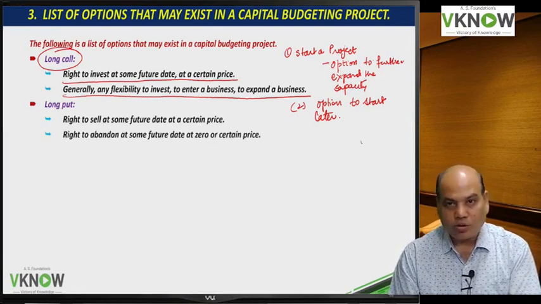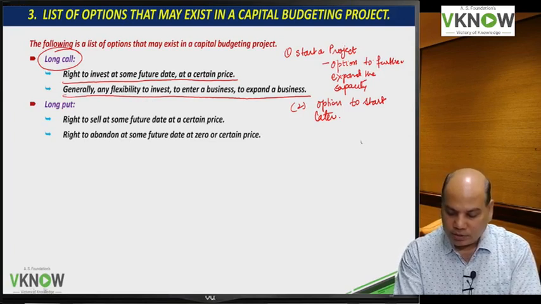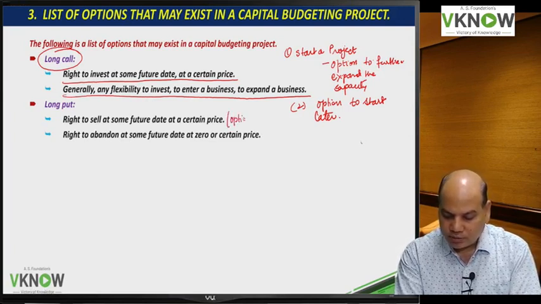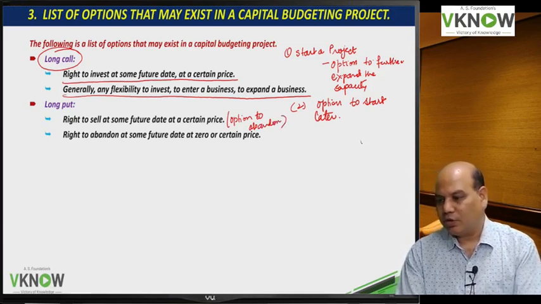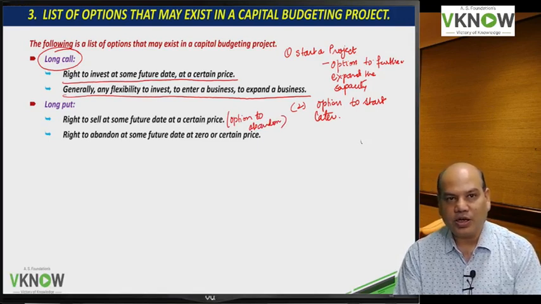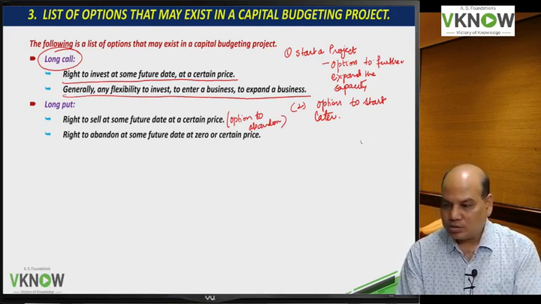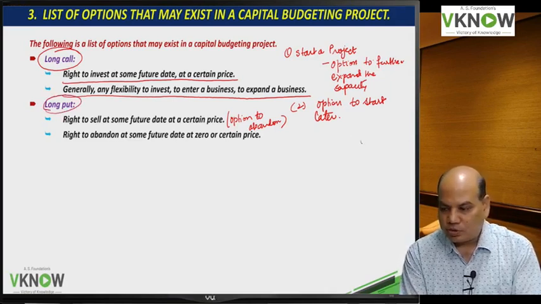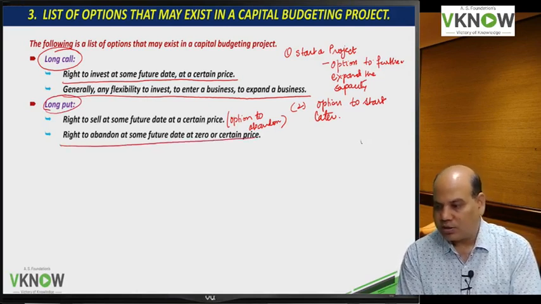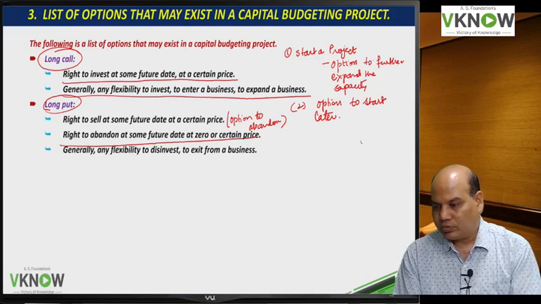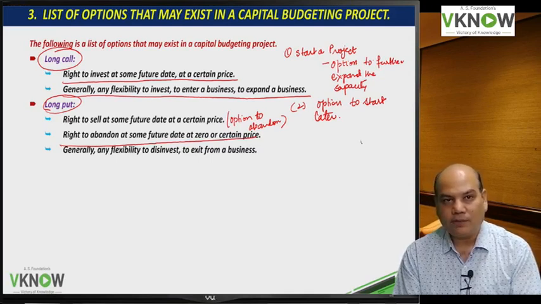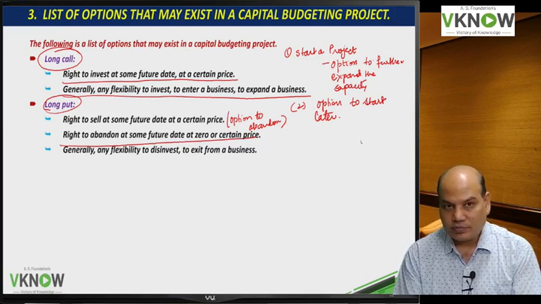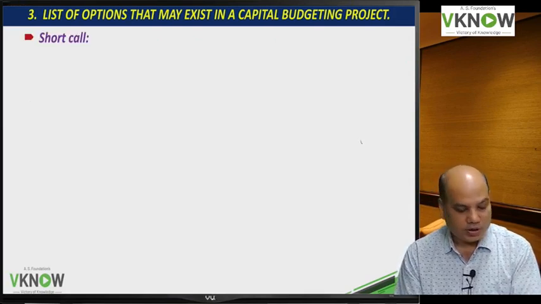Opposite of long call is long put. Example, option to abandon. I did not continue with the project. I have an option to terminate it at some future date at some price. This is called long put. Long put means you can terminate the project before the maturity date, either at some price or at zero price. So generally it is the opposite of long call. It is the flexibility to exit from a business.